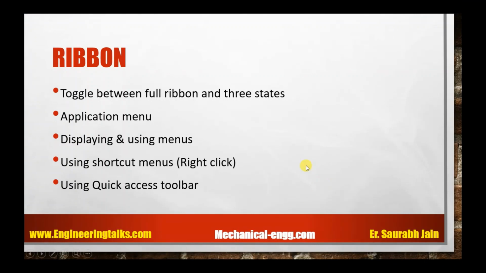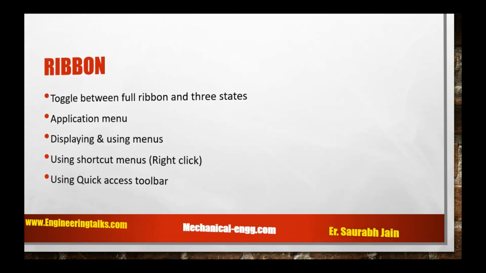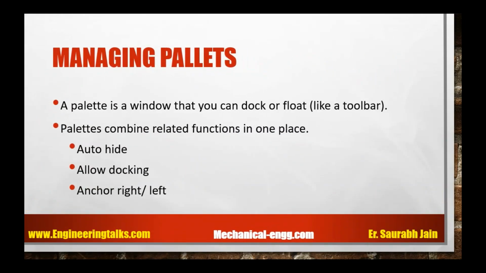So this was more about ribbons, how we use the ribbons and options available in the system. Now this is something, managing palettes. What are palettes? A palette is a window that you can dock or float like a toolbar. A palette combines related functions in one place. So these are very important things. These are a collection of tools available, and you can use them.